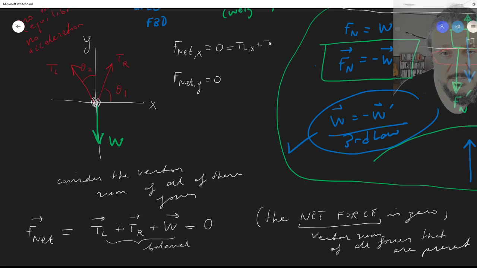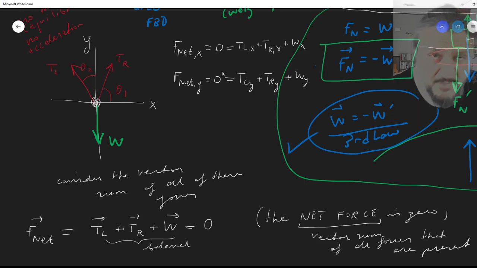So I can write TLX plus TRX plus WX. These commas are not necessary between L and X, R and X. I'm just putting them out of habit, okay? You don't have to put it there. Same thing applies to Y. TLY plus TRY plus WY have to be equal to 0, all right? If a vector is 0, it means its component is also 0. So, I have my equations here. Let's write them clearly. Let's simplify them, all right?